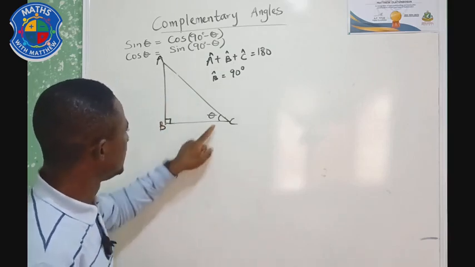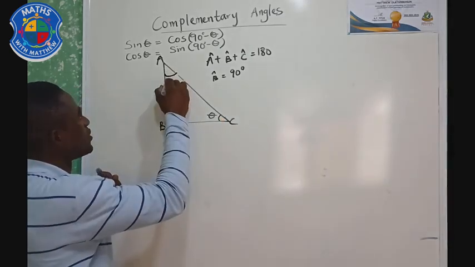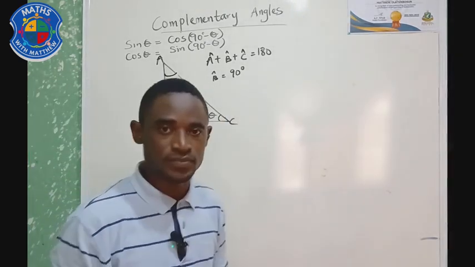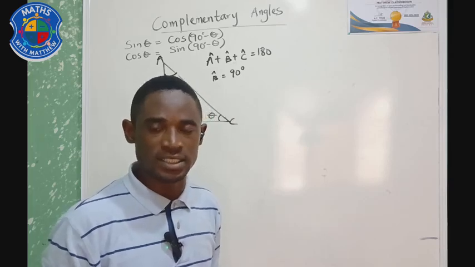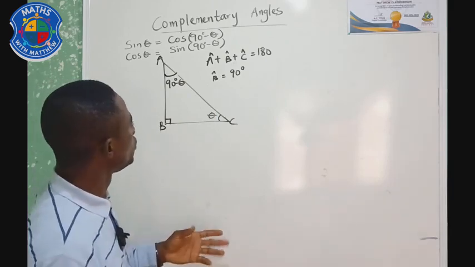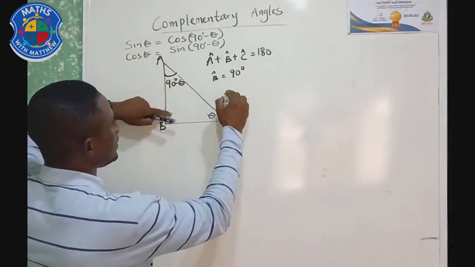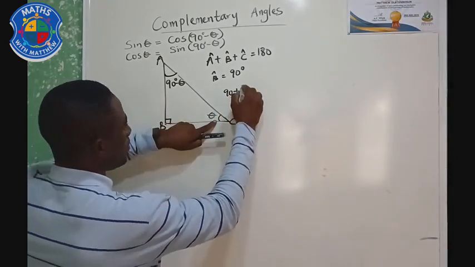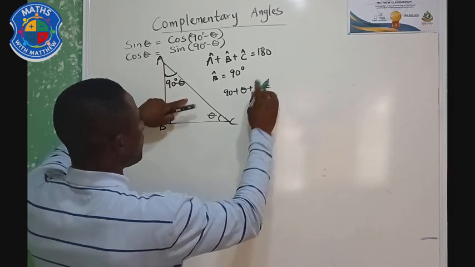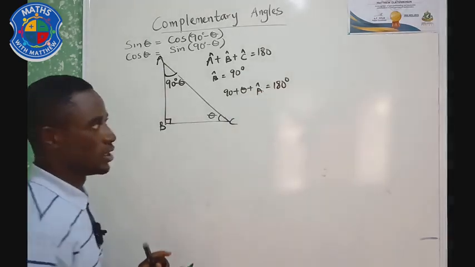Now, we are saying this is already theta. And that means this will be 90 degrees minus theta. If that is the case, how do we arrive at this? For example, if this one is already 90 degrees, I can say 90 plus my theta, plus my angle A, must be equal to 180 degrees. Are you with me?